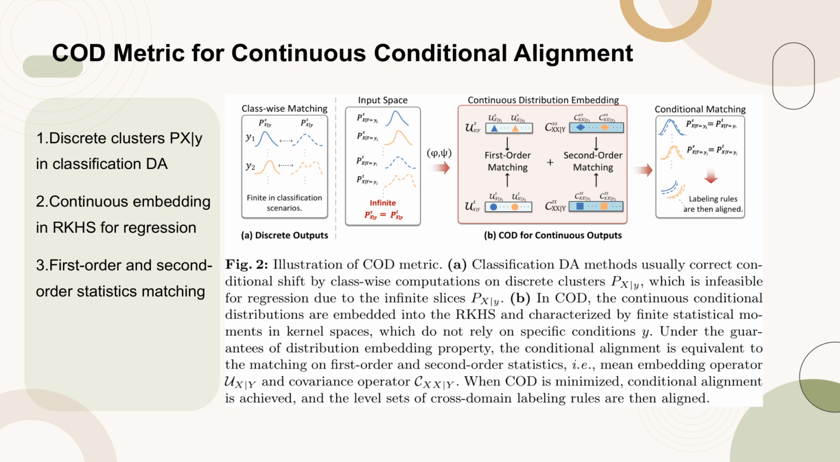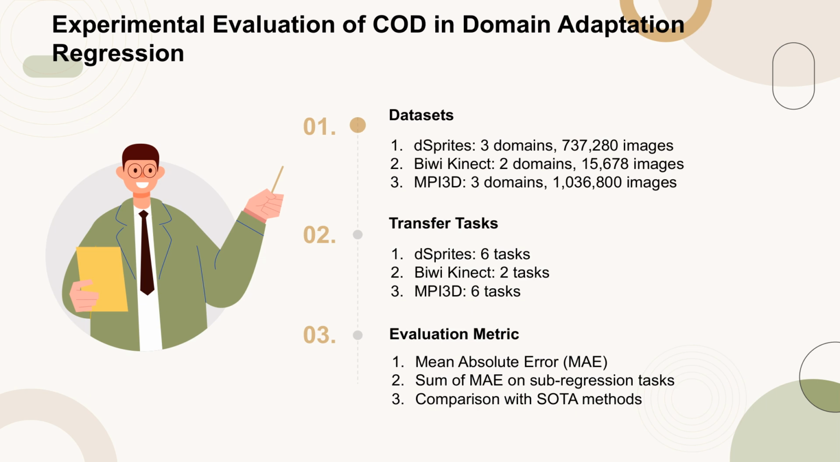tasks. The experiments were conducted on 3 benchmark datasets, dsprites, BioWeConnect, and MPI3D. Each dataset presents unique challenges and domain characteristics. For instance, dsprites consists of 3 domains with a total of 737,280 images, while BioWeConnect has 2 gender-based domains totaling 15,678 images. MPI3D, a simulation-to-real dataset, includes 3 domains with 1,036,800 images.